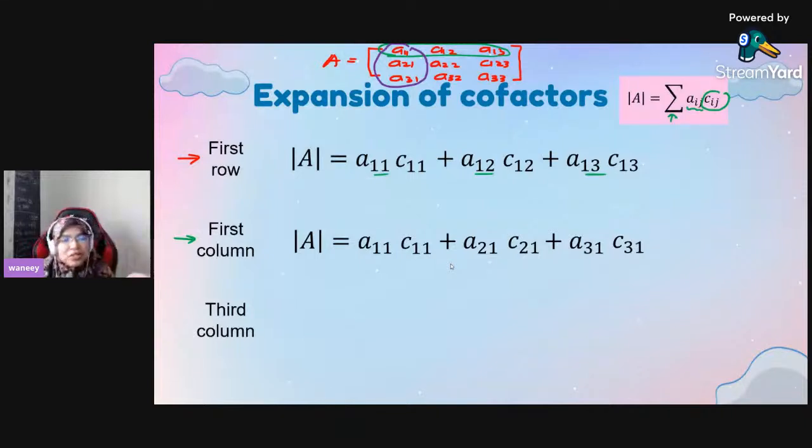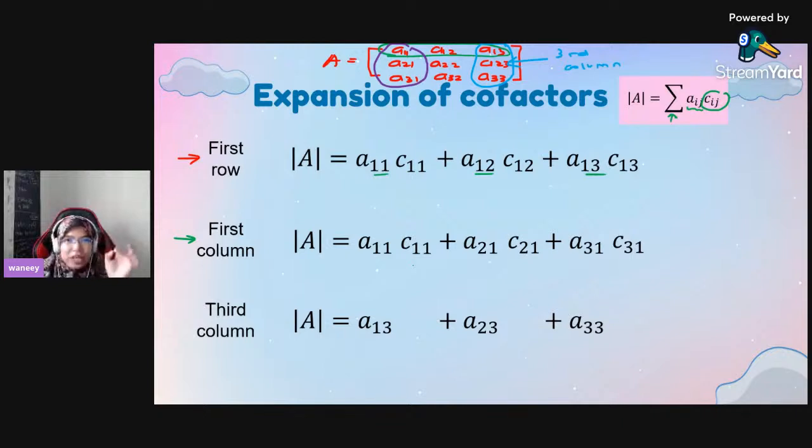If let's say I choose another one, the third column. So based on that A, you have to see where is the third column. Okay, third column. 1, 2, 3. Third column is over here. Okay, so this is the third column, just in case you don't remember this. So third column: A13, A23, A33. So write down the formula, determinant of A13, A23, A33. So that is the formula for A.